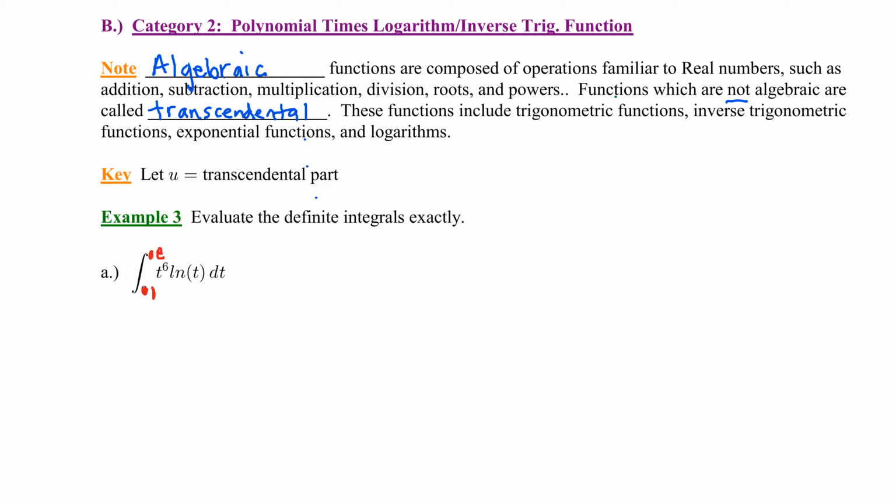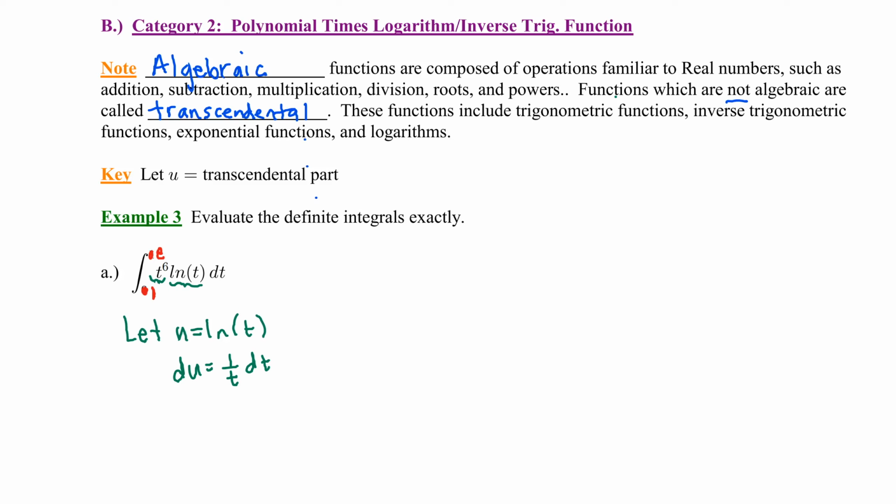Notice that an ordinary u substitution would not work for this particular problem, but we do have the product of a power function and a transcendental function. So in the case of a power or a polynomial function times a transcendental function, we're going to let u equal the transcendental part, which in this case is natural log of t. Differentiating both sides, we obtain du equals 1 over t dt.